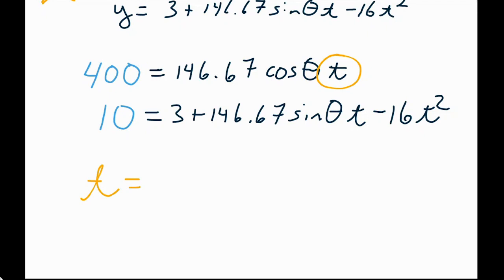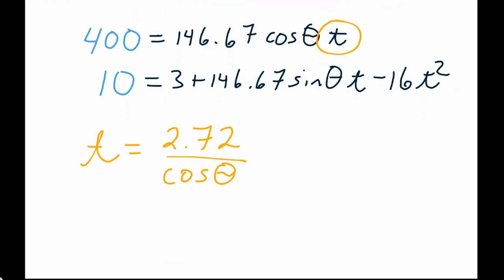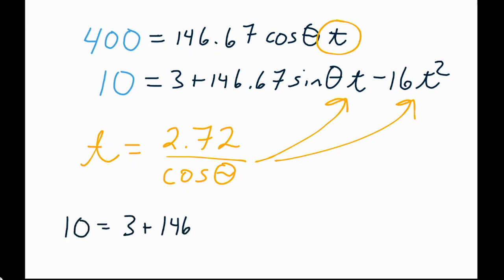400 divided by 146 comes out to be about 2.72. And of course, I'm dividing both sides by cosine, so I still have the cosine in the denominator. Now, if I solve the first equation for t, I'm doing that so that I can then substitute that into the second equation. See what happens when we substitute it in. Looks like we're going to get some pretty fun math here.